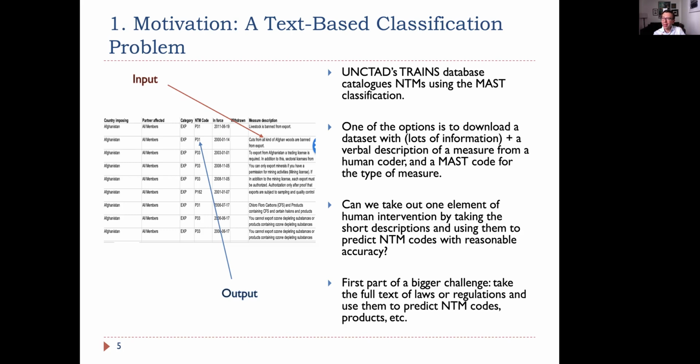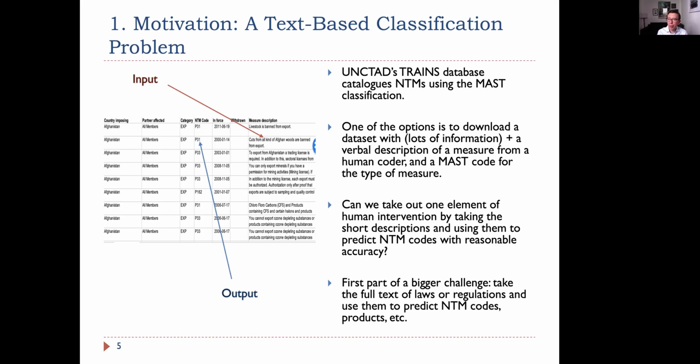Okay, so NTMs are classified using what's called the MAST classification. This is a classification that the major international organizations have agreed on. It's an alphanumeric code. So the letter identifies the main type of NTM. So is it an export related measure? Is it contingent protection? Is it SPS? Is it TBT, et cetera, et cetera? And then the numbers indicate categories within each of those chapters. Now we're going to be interested in the letters.